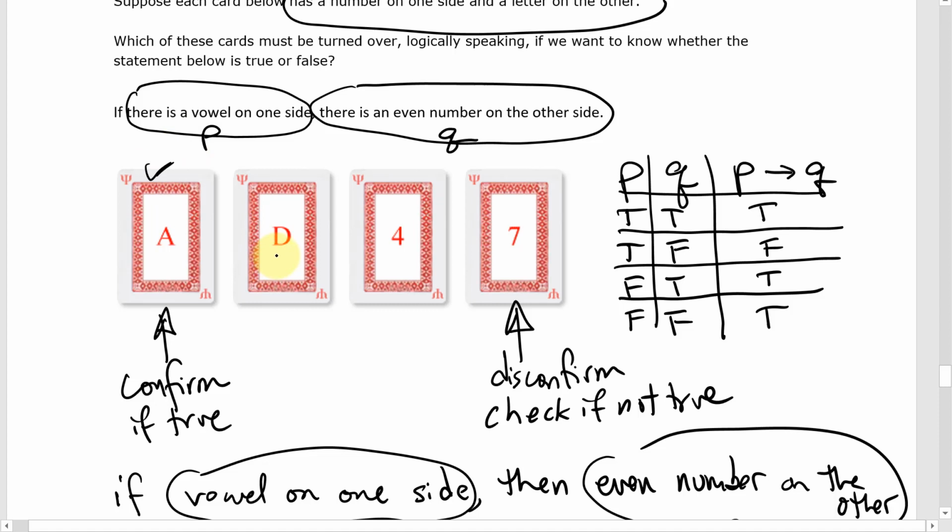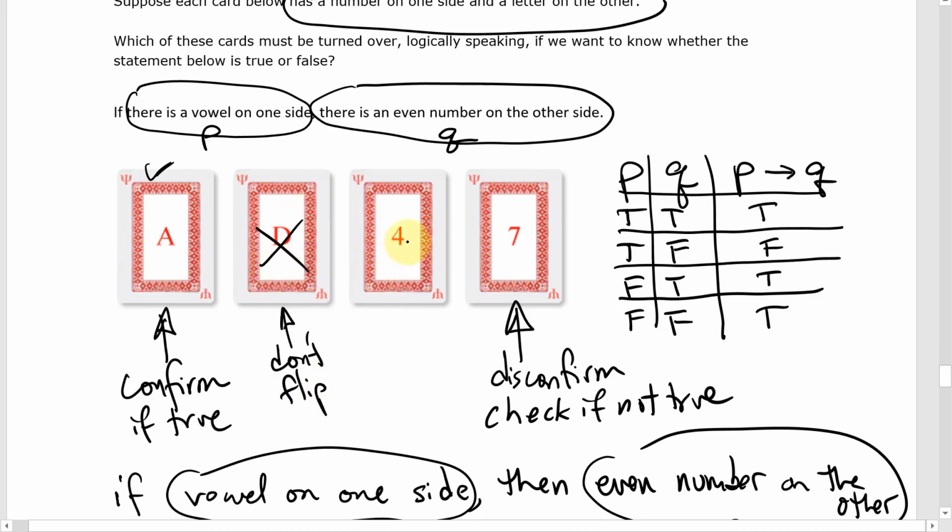This one I don't need to flip over because this is not a vowel. And so if the statement P is actually false, then the whole conditional is true. It doesn't really matter what's on the other side. It said if there's a vowel on one side. So if there's the letter D on one side, it doesn't matter what's on the other side. This statement would still be true that if there was a vowel on one side, there's an even on the other. Okay, so you don't have to flip this one.